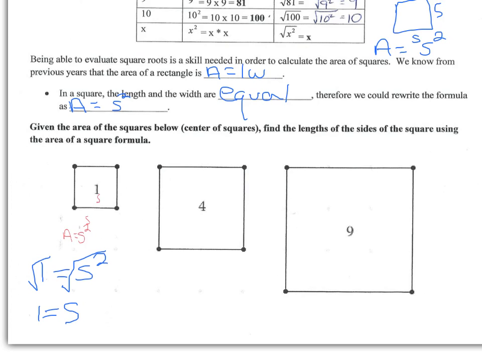We're going to repeat it on the second one here. Our formula is A equals s squared. Plug in what you know. You know the area is 4. Take the square root to solve for s. Either look in the chart above, type it in your calculator, or maybe you just know it. The square root of 4 is 2.